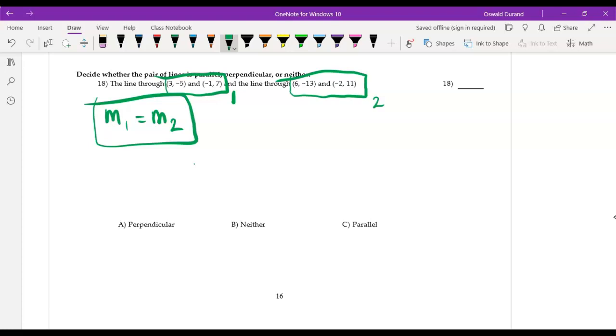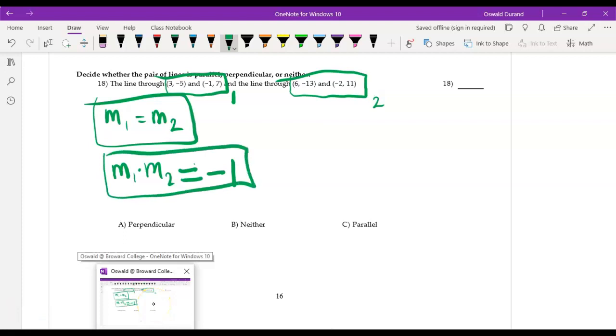Now, if you want to establish perpendicular lines, the slopes of these 2 should have the product m1 times m2. So when you find those 2 slopes and multiply them, it should be equal to -1.